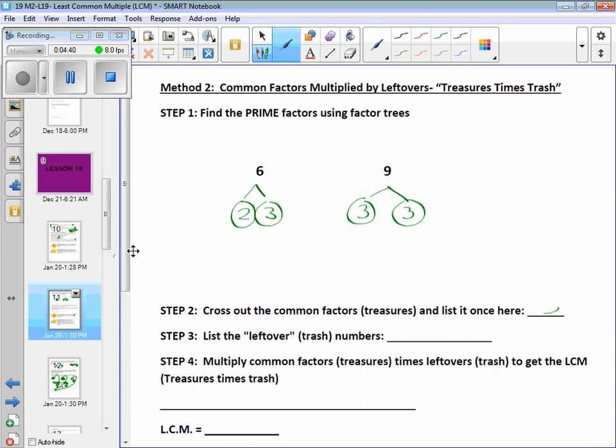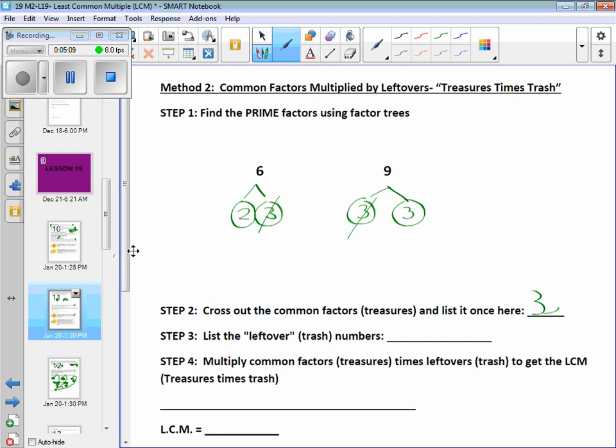You're also going to find common factors like you do with GCF. Give me a number you see in both trees. Cross it out in each tree, but list it how many times? Once. Anything else? Nothing else, right? GCF is 3, right? Agreed?